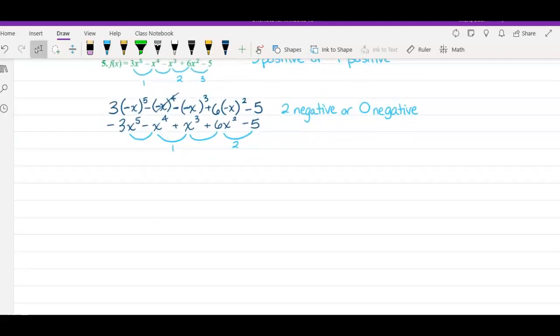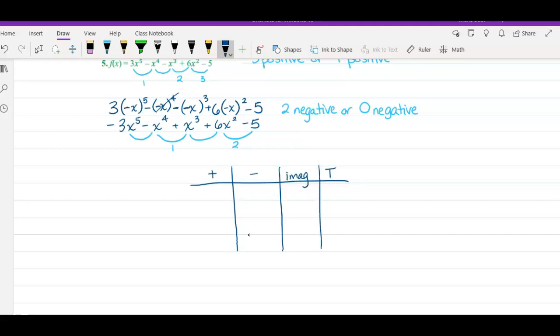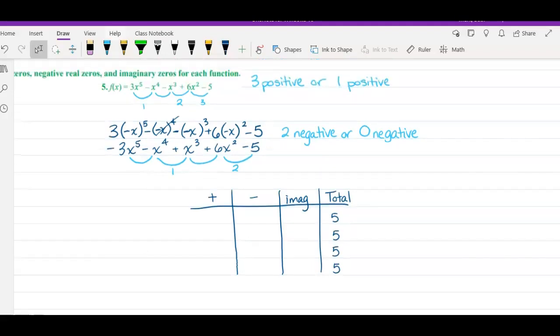So putting this into a chart form: number of positive, negative, imaginary, and our total. What should our total equal? It should equal 5. All right, let's put our combinations together. We could have 3 positive, 2 negative.